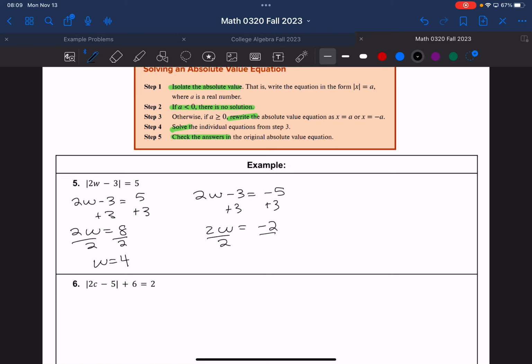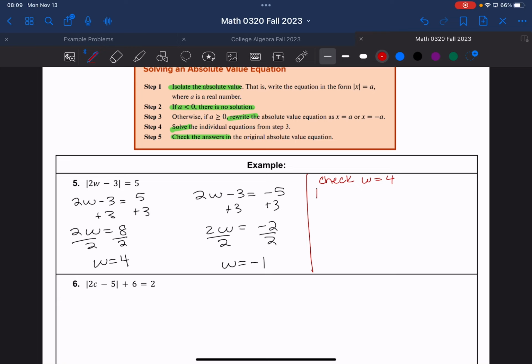Divide by 2, and I get w is equal to negative 1. Before I can say these are my answers, I need to plug them back in and check. So first I'm going to check when w is equal to 4. Anywhere I see a w, I'm going to plug in that 4.